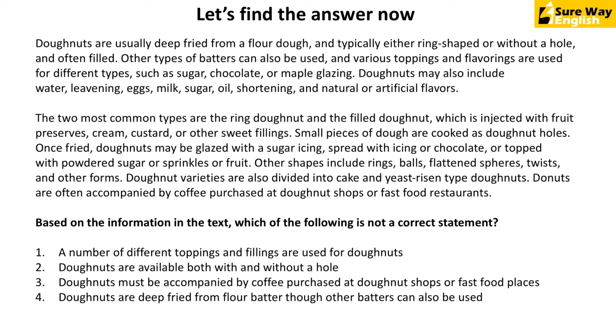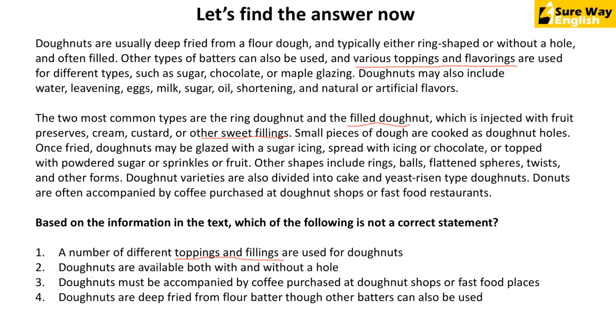A number of different toppings and fillings are used for the donuts. So starting from the top, I find that various toppings and flavorings are used. So that means it's correct about toppings. And fillings, this is where they're talking about the filled donut, which is injected with fruit preserves or other sweet fillings. So that means a number of different toppings and flavorings are used. So option number 1 is actually correct, which means it's not the right option, because we have to find the statement which is not correct.